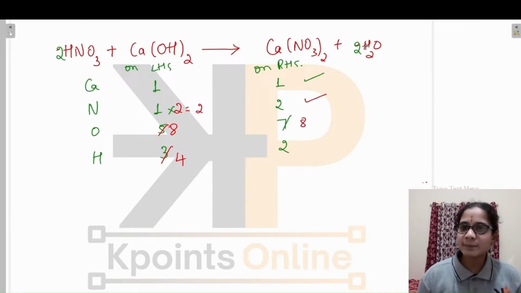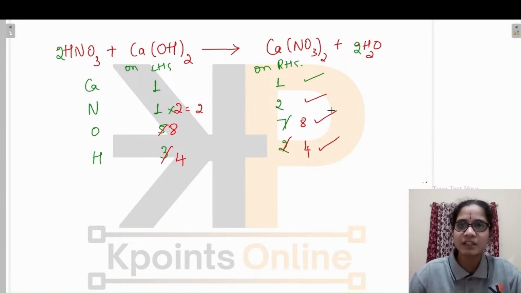Okay. Then the number of hydrogen atoms has also changed. 2 2s are 4. Now check whether the equation is balanced. 1 1, 2 2, 8 8, 4 4. Okay, this is how we balance the chemical equation.